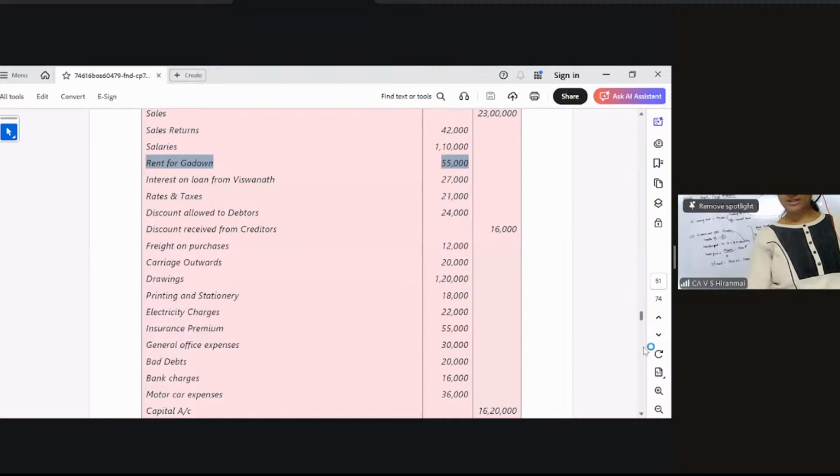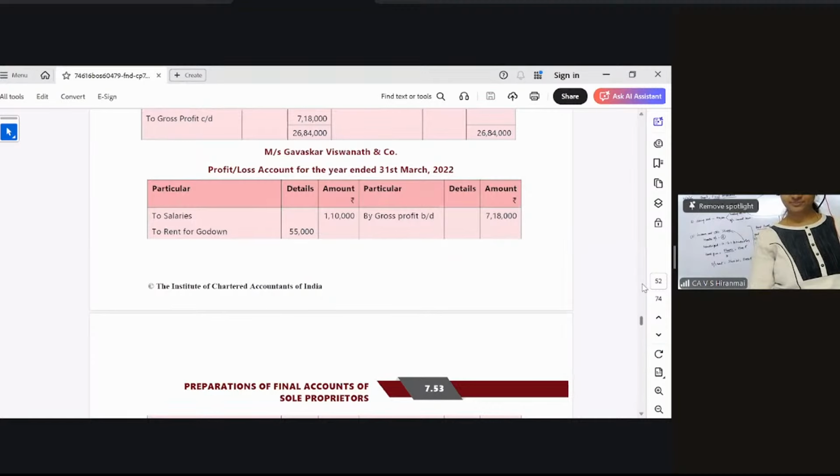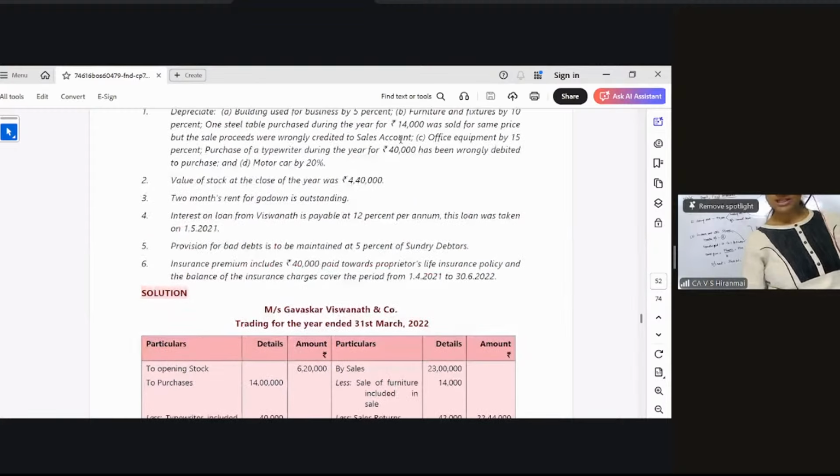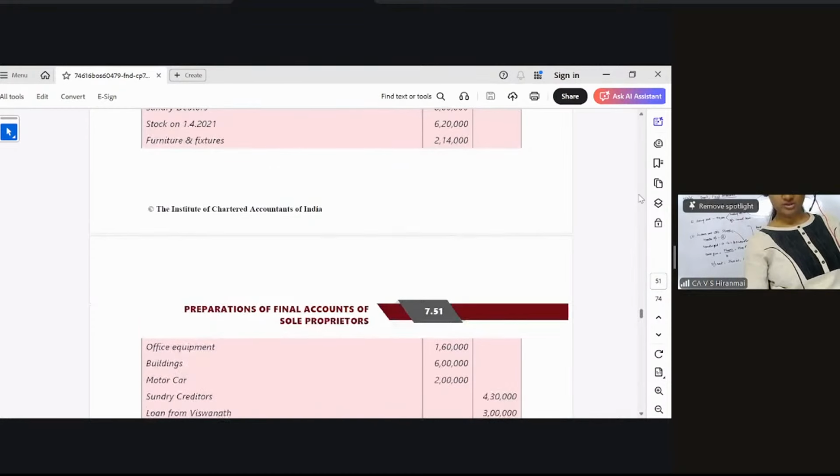Now coming back, everybody, please see the next adjustment. Interest on loan from Vishwanath is payable at 12% per annum. This loan was taken on 1/5/2021. So now we are supposed to calculate the interest on loan. Okay. Now what is the interest rate given to you? 12% per annum. And when is the loan given? 1st of May. So now let us see what is the loan amount taken. Then only we should calculate the interest. No. What is the loan amount taken?